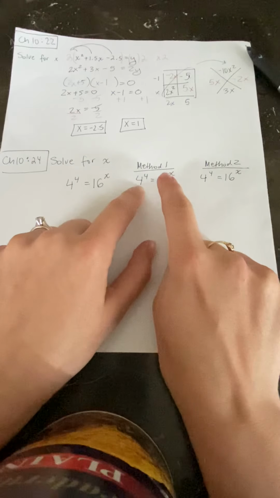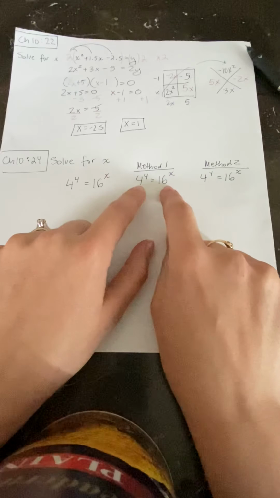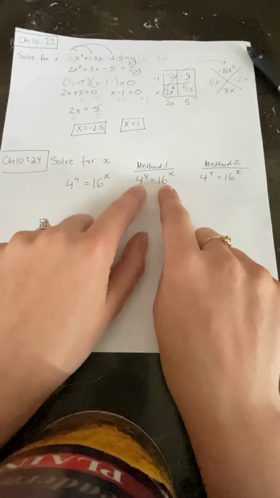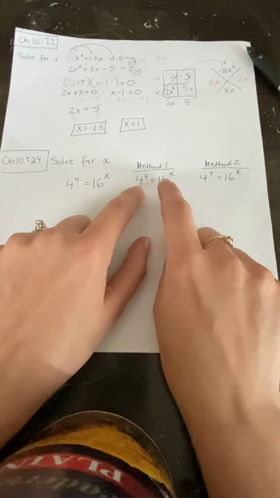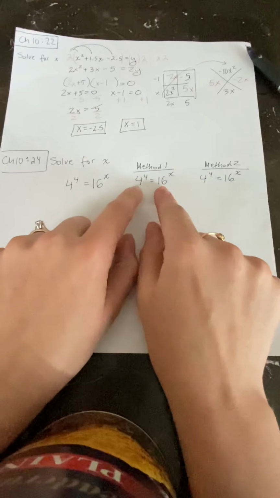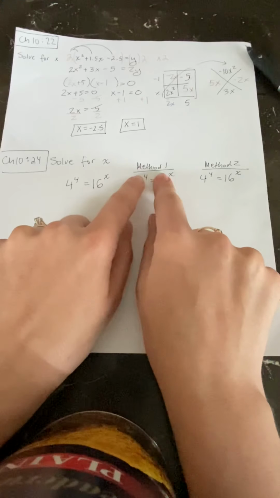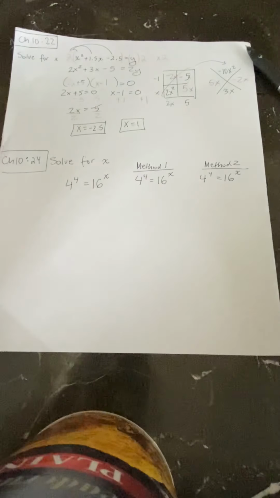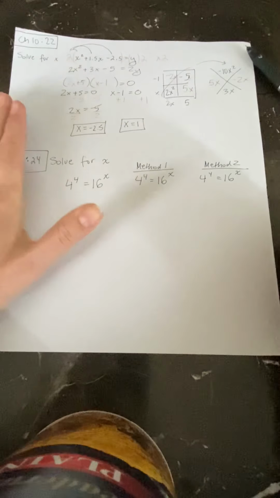We have a 4 and we have a 16. So we need to make sure we convert the equation so that the left side and the right side have the same base, because then we want to drop the base and just create a new equation with just the exponents. So I'm going to pick here base 4.